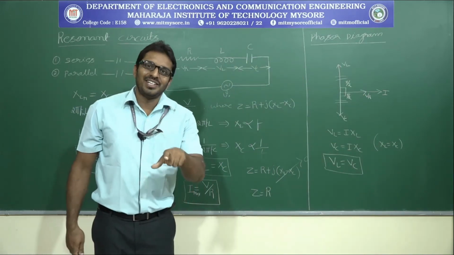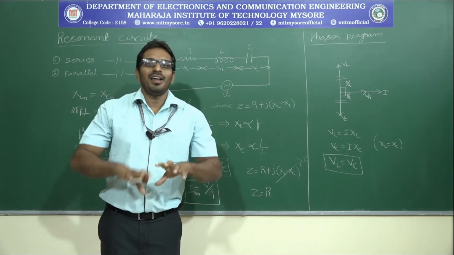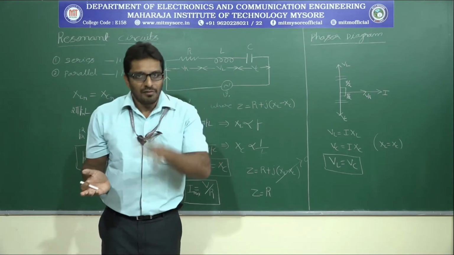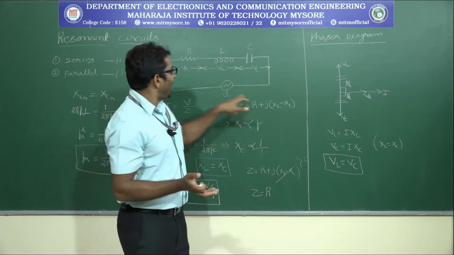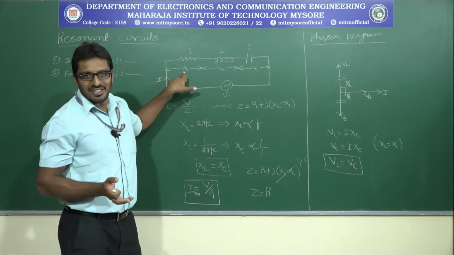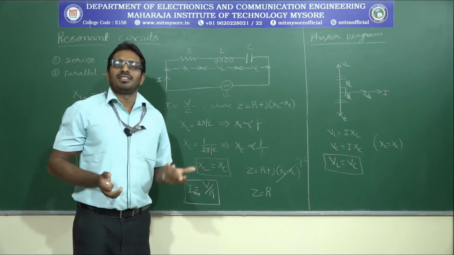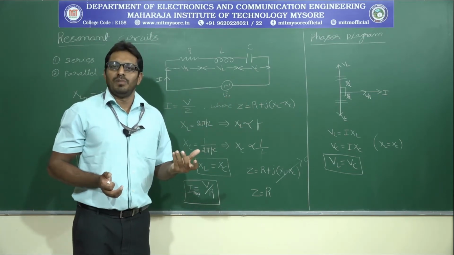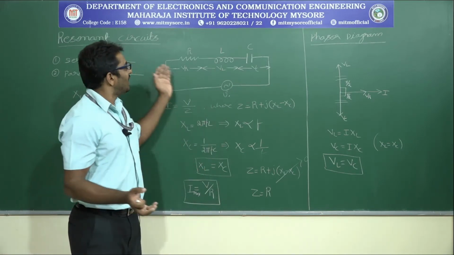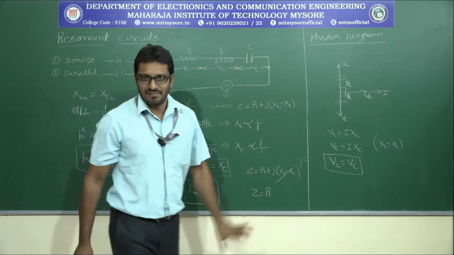Both the voltage across the inductor and the voltage across the capacitor are equal but in opposite directions. That's why VL cancels VC, and the applied voltage is nothing but the voltage across the resistor. Because what is the KVL statement? The algebraic sum of the voltages in any closed loop is equal to 0, or else the applied voltage is equal to the algebraic sum of the voltage drops across the individual passive elements.